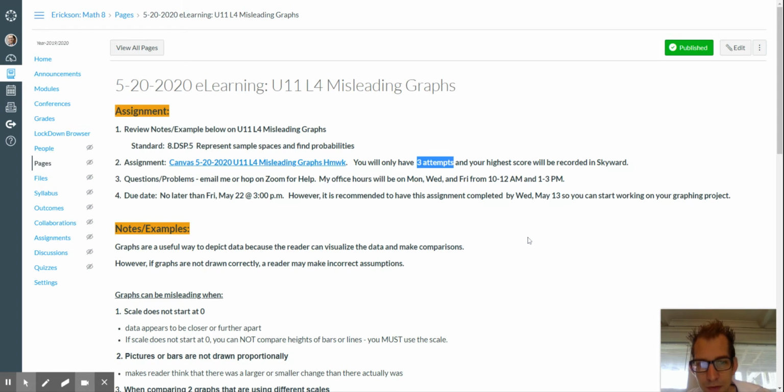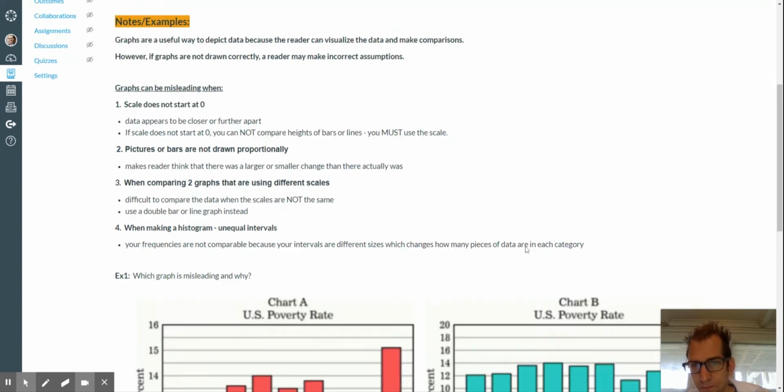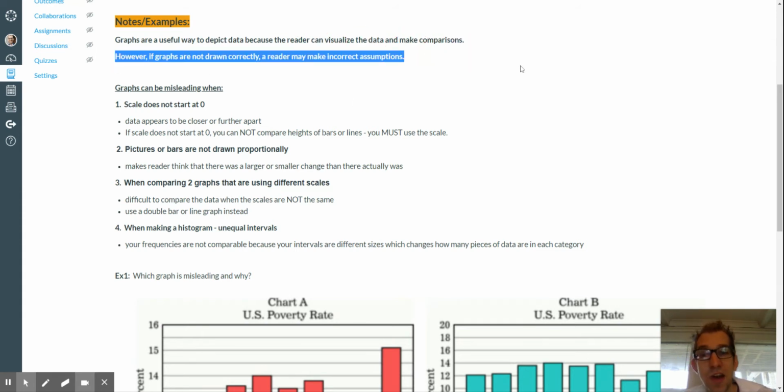All right. Beyond that, the notes and examples here. Graphs are a useful way to depict data because the reader can visualize the data and make comparisons. However, here's the bottom line for this assignment: if graphs are not drawn correctly, a reader may make incorrect assumptions. So it's possible that we have a graph that is misleading, inaccurate, or even sometimes meant to communicate something that the data doesn't really say, right?